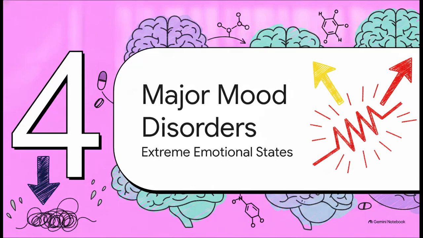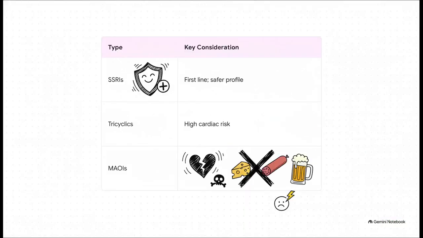Right. Moving on to Section 4, managing major mood disorders. Let's talk about extreme emotional states. When we look at antidepressants, SSRIs are generally our safe first-line go-to. Tricyclics are much older, and while they're effective, they carry a really high risk of lethal cardiac dysrhythmias if a patient overdoses. But here is a super surprising and critical medical fact.